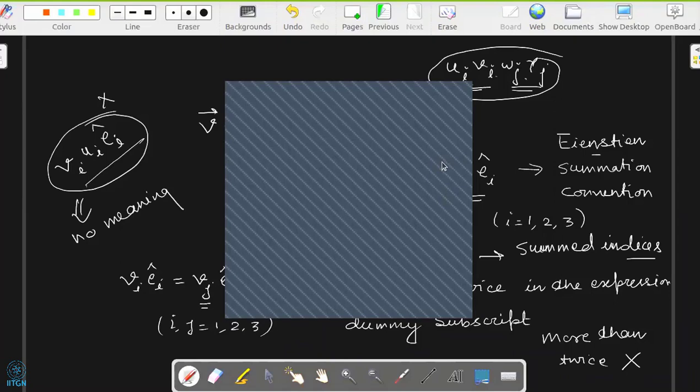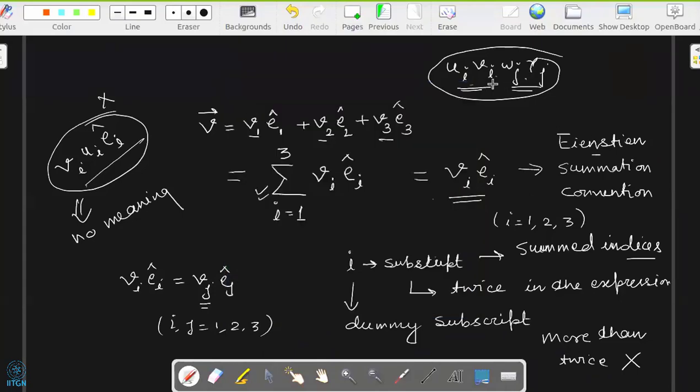What I can ask is: with u_i v_i and w_j gamma_j as you have written, how many terms will appear there? Let's say it's a three-dimensional space. There will be nine terms. For u_i v_i, three terms will be summed up, and for each of those three, w_j gamma_j will be summed up.